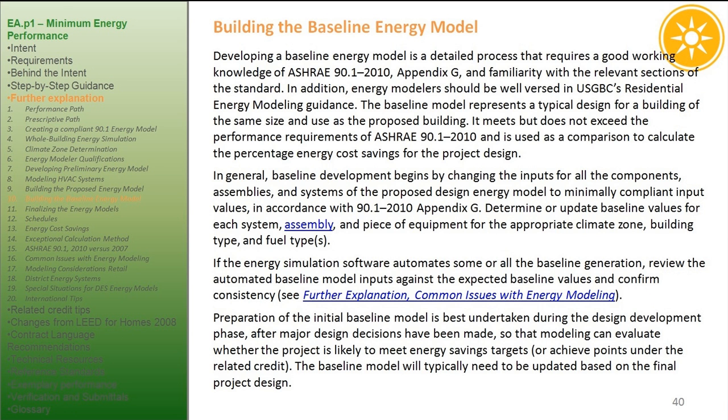In general, baseline development begins by changing the inputs for all the components, assemblies, and systems of the proposed design energy model to minimally compliant input values. In accordance with 90.1 2010 Appendix G, determine or update baseline values for each system, assembly, and piece of equipment for the appropriate climate zone, building type, and fuel types. If the energy simulation software automates some or all the baseline generation, review the automated baseline model inputs against the expected baseline values and confirm consistency. See further explanation, Common issues with energy modeling.